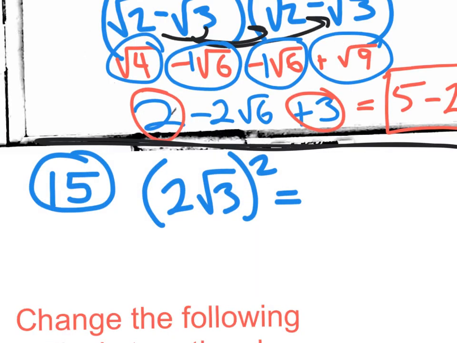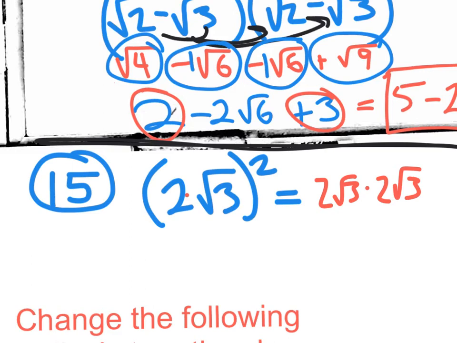Number 15 right here, it says parentheses 2 square root of 3 squared. A lot of these questions on this review are straight from the homework. So you'll see this on the homework also. The way to do this one, this is not a binomial. This is just 2 square root of 3, which is really 2 times square root of 3, and then squared, which means times itself. So what we really have is 2 square root of 3 times 2 square root of 3.